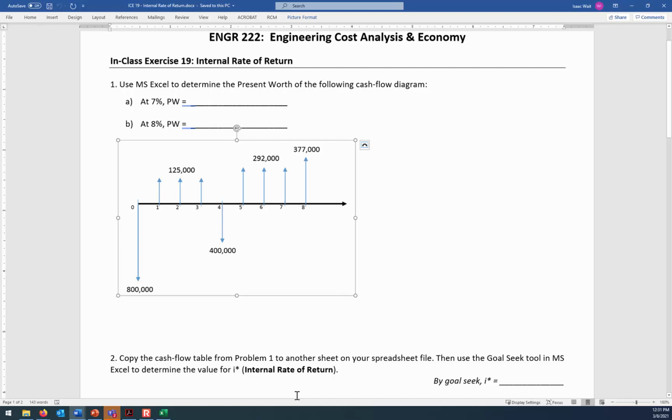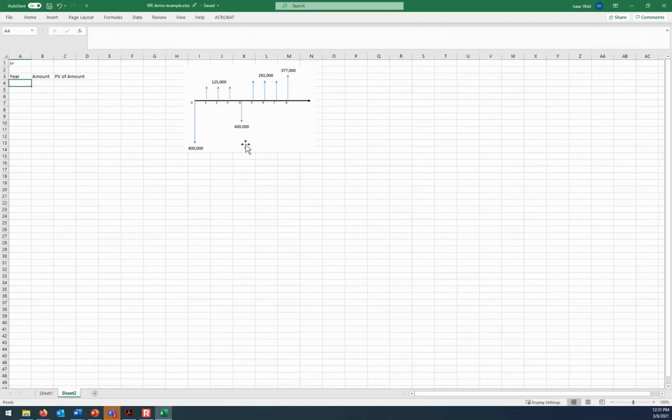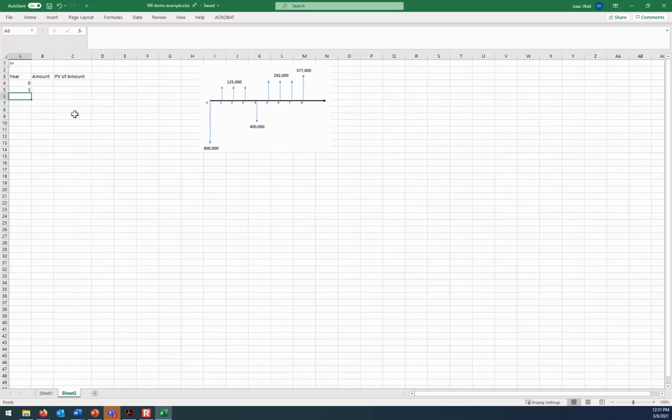So let me pause for a moment and give you some time to take this cash flow diagram, translate it into the cash flow table, and then find the PV of the amount and find out how much is the present worth at 7% versus at 8%. All right. I'll pause the recording and give you some time to begin those calculations.